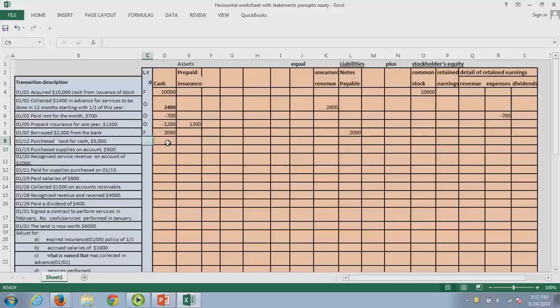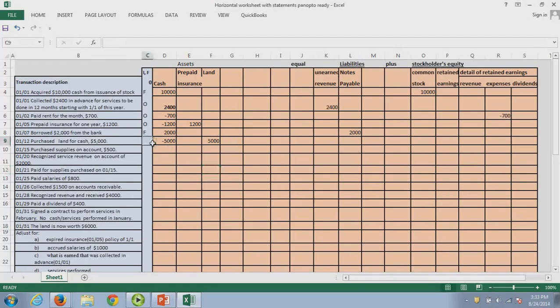Okay, we purchased land for cash. Small piece of land. Minus $5,000, and we're gaining another asset that benefits the future. So again, this is an asset exchange. One up, one down. Stays on the left, and the equation balances.